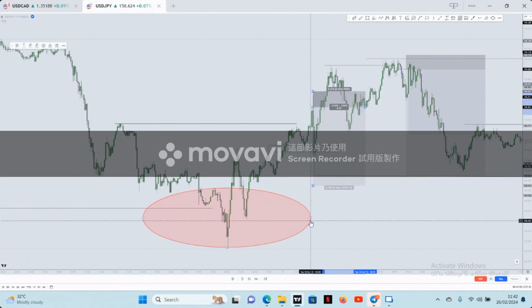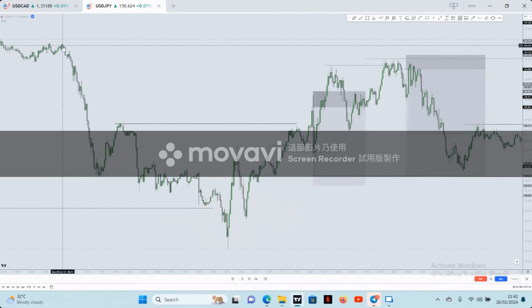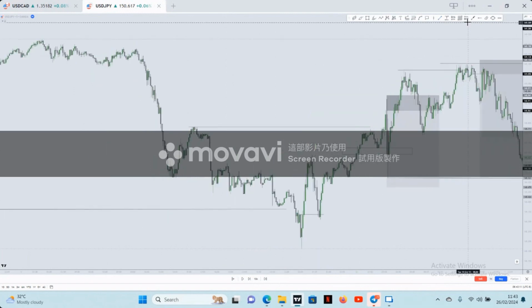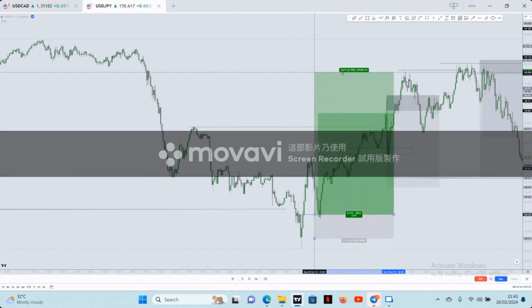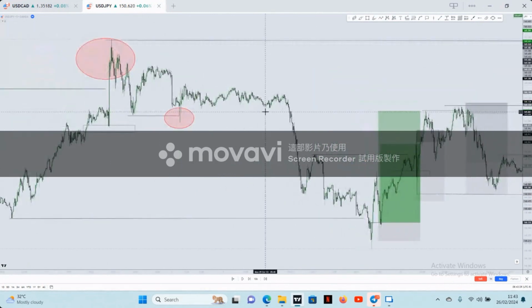I'll take this one out. You see, this was the sweep and this was the structure shift. This is the other block. I should be taking my entry from this other block. Entry here, stop loss at this candle body, take profit 1 to 6, and stuff like that. Okay, you see how more?